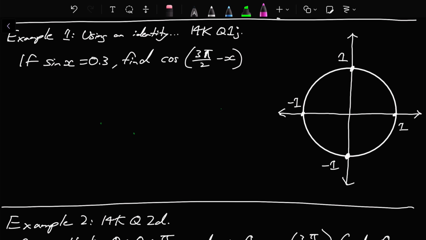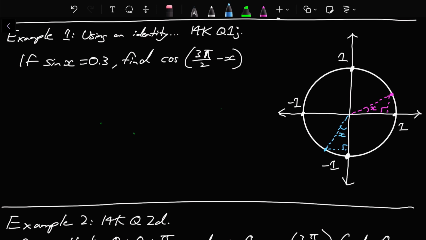We don't know what x is, but we know that the y value is about 0.3. So let's put it about here. Okay, and we'll draw a triangle like this, and this angle here is x. Now, we want the cos of 3 pi on 2 minus x. So 3 pi on 2 is pointing directly downwards. Then we're going to subtract x. So it's going to look like this.